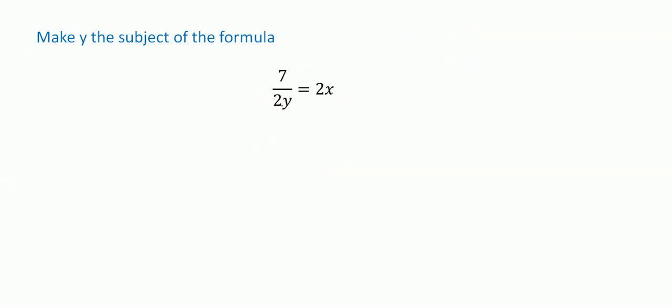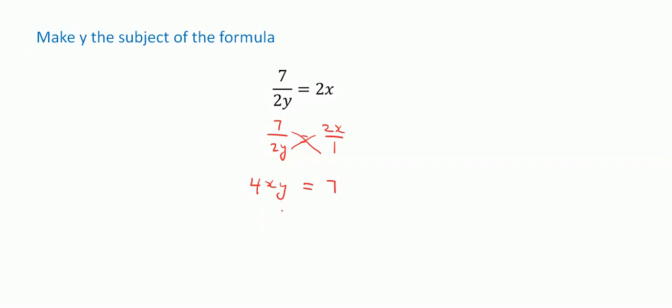Let's try another example here. We have 7 divided by 2y is equal to 2x, and we want to make y the subject of the formula. So the first thing we do, we write 2x as 2x over 1. So we have 7 over 2y is equal to 2x over 1. Again, we're going to cross multiply. So we're going to say 2y multiplied by 2x will give us 4xy, which is equal to 7 multiplied by 1, which will give us 7.